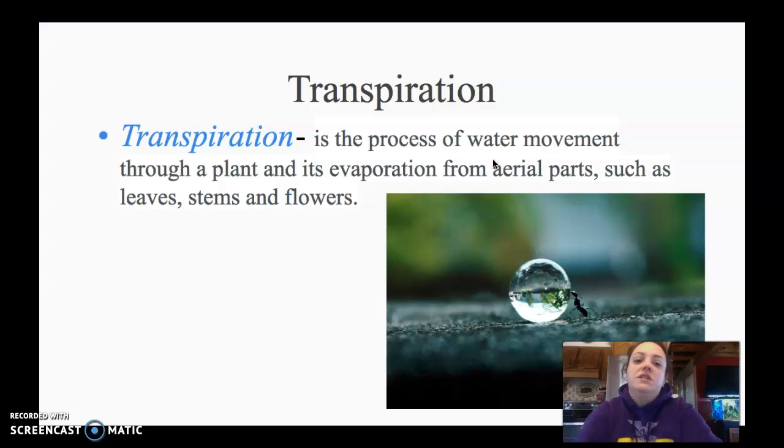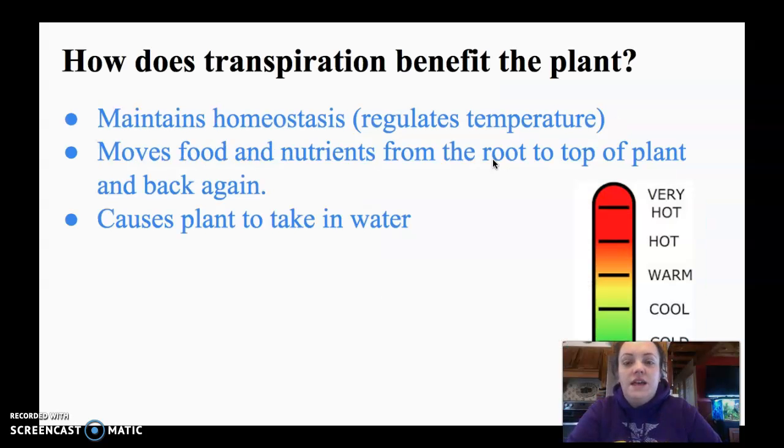Transpiration is the process of water movement through a plant and its evaporation from aerial parts such as the leaves, stems, and flowers. Most transpiration occurs through the leaves, and you can kind of think of transpiration as the equivalent of human perspiration. It's sort of similar to us sweating. So we're going to move on to the next slide.